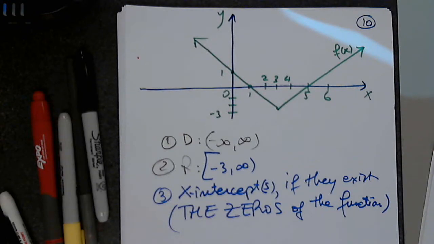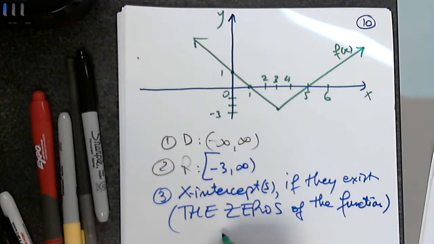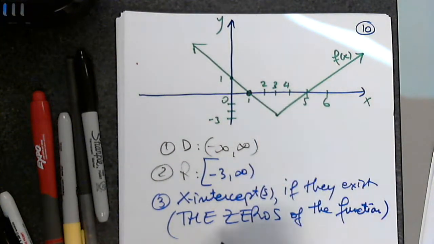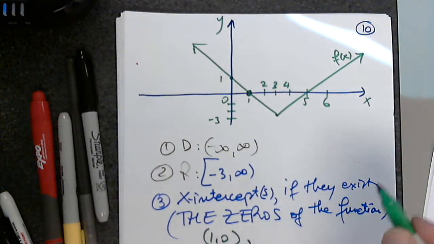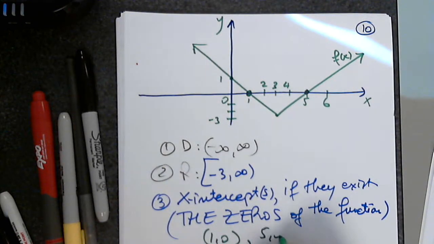Yes. Can you read them in the form of an ordered pair? One comma 0 and 5 comma 0.